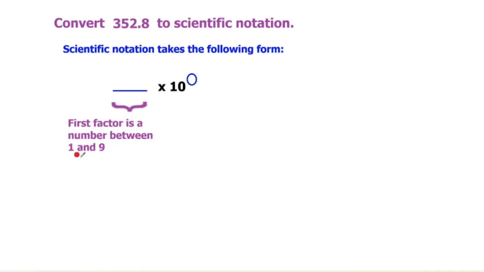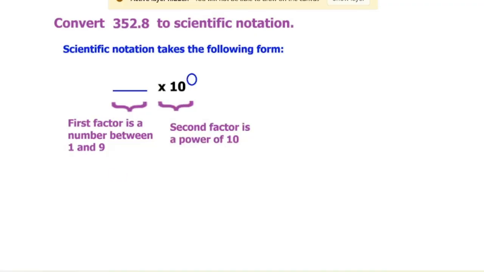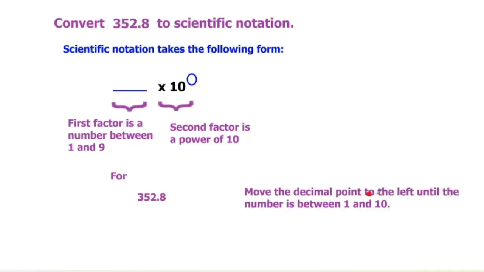So this first factor will be a number between 1 and 9. And then the second factor here is a power of 10. So for the number 352.8, we move the decimal point to the left until the number is between 1 and 10. So we would keep moving this over until we reach a point where we only have, in front of the decimal, a number between 1 and 9.